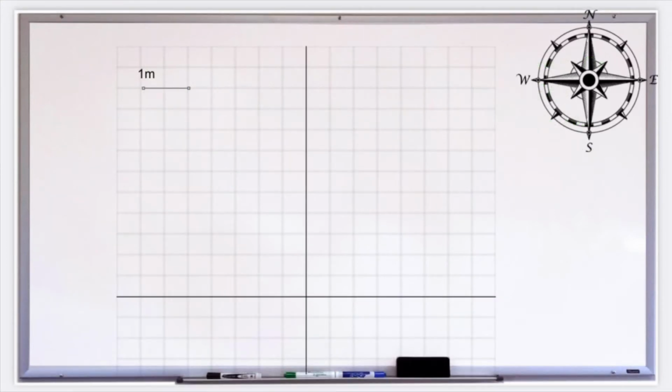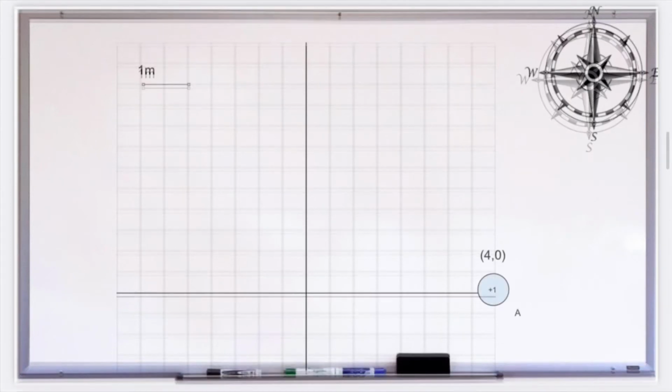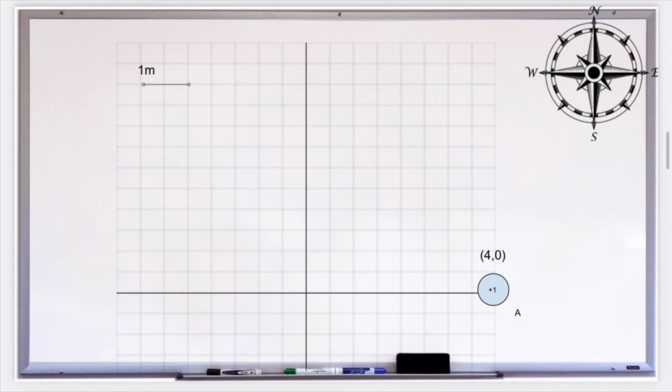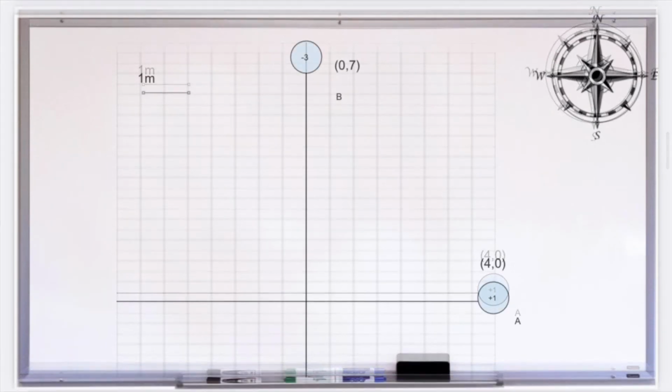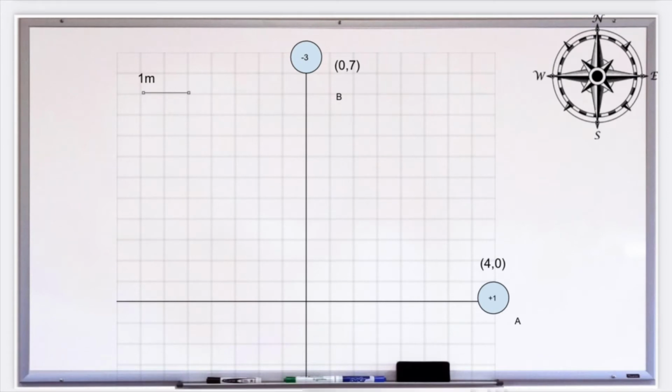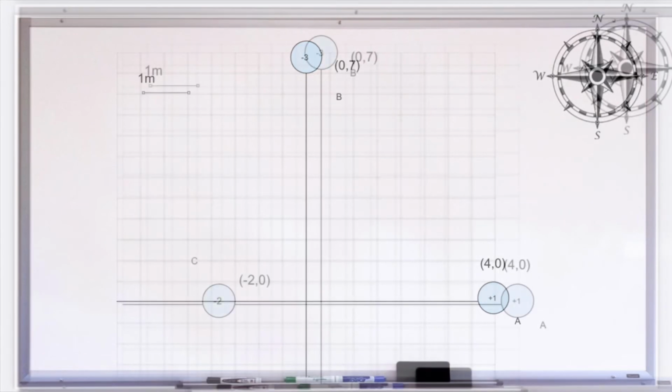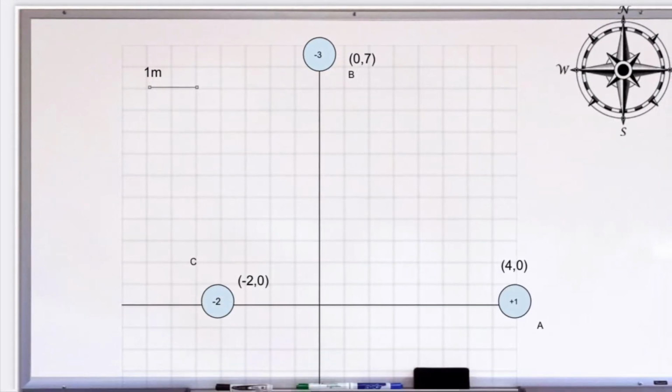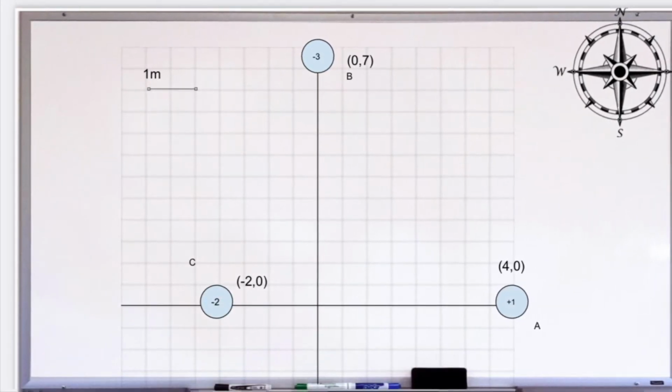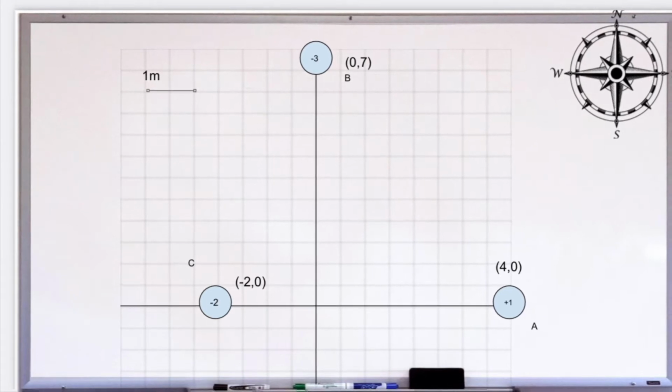Let's start by placing our axis with the grid system where each two squares are equivalent to 1 meter. Let's start by placing the positive 1 nanocoulomb charge 4 meters east from the origin. Now the negative 3 nanocoulomb charge 7 meters north of the origin. Finally, the negative 2 nanocoulomb charge 2 meters west of the origin.